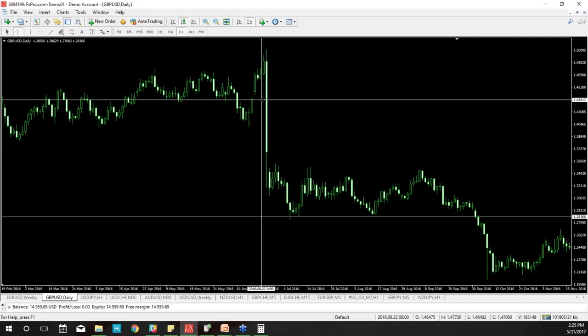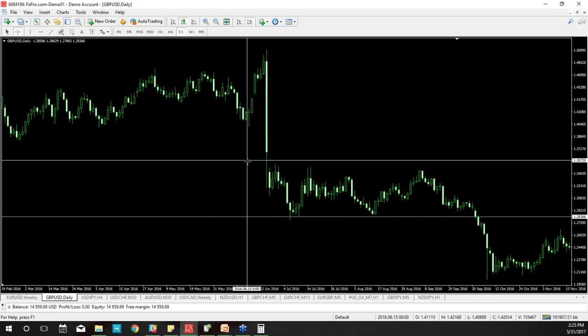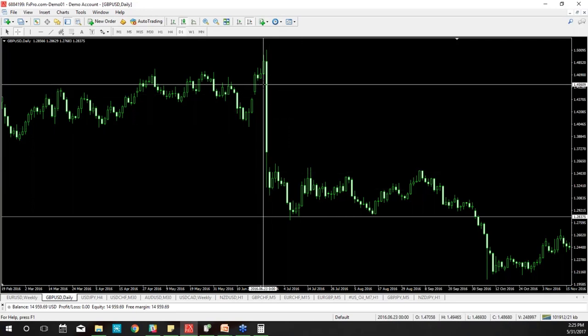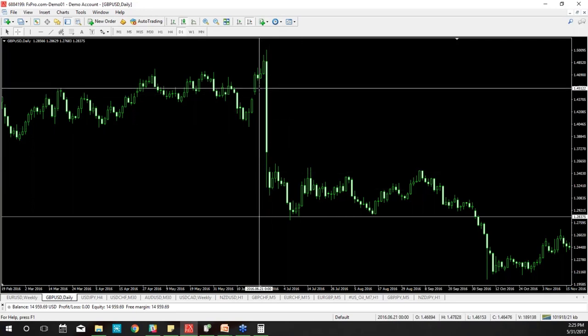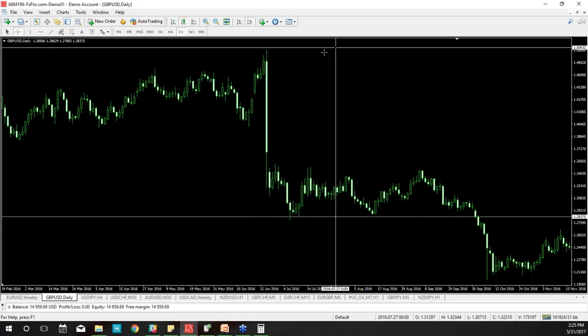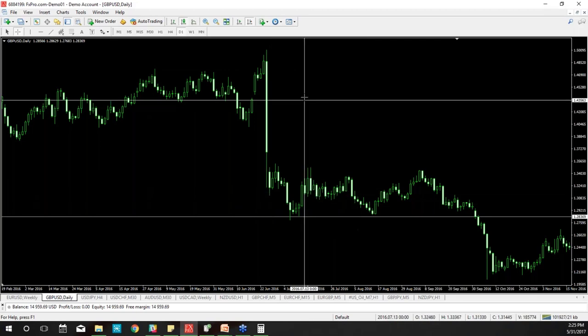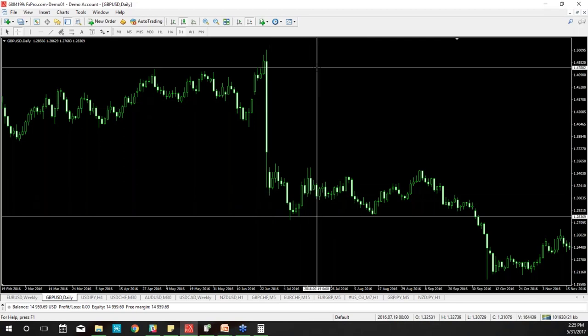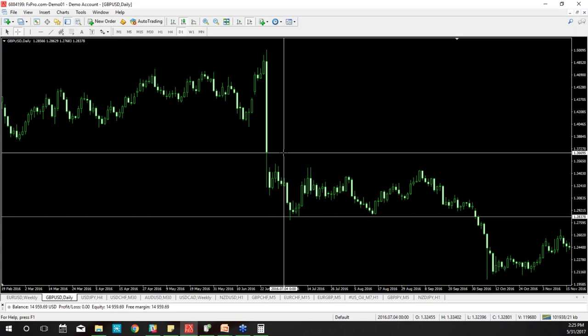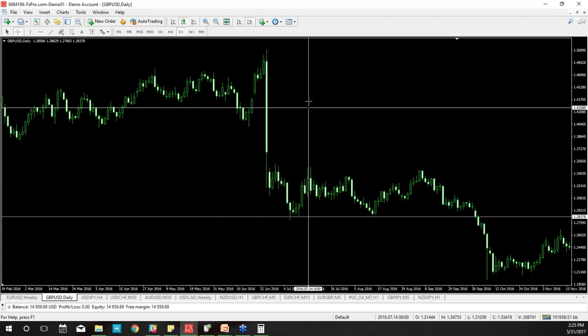Hey, but what happened over here? Take a look at this huge candle in June. What happened over here? Why did the British pound drop so much versus the dollar, and not only versus the dollar, but versus all the other Forex major pairs? It dropped because the people that live in the United Kingdom decided to leave the European Union. And this was the day of the Brexit referendum. When the results were announced, we saw a tremendous drop of the British pound versus most of the other currencies.